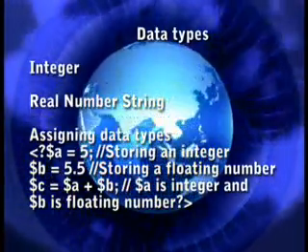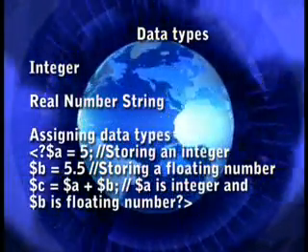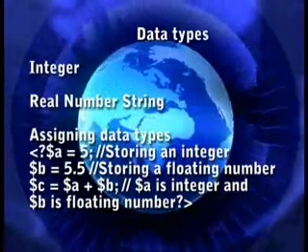Here, the data type of $A is automatically converted to a real number and then added with the value of $B, which is a real number too.